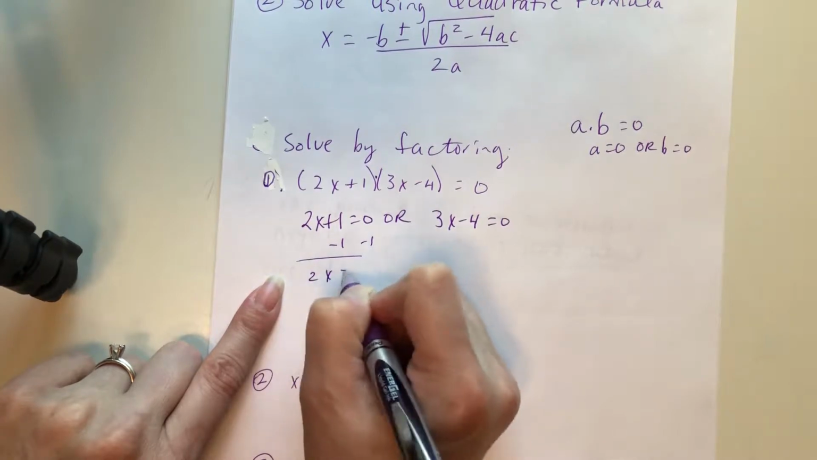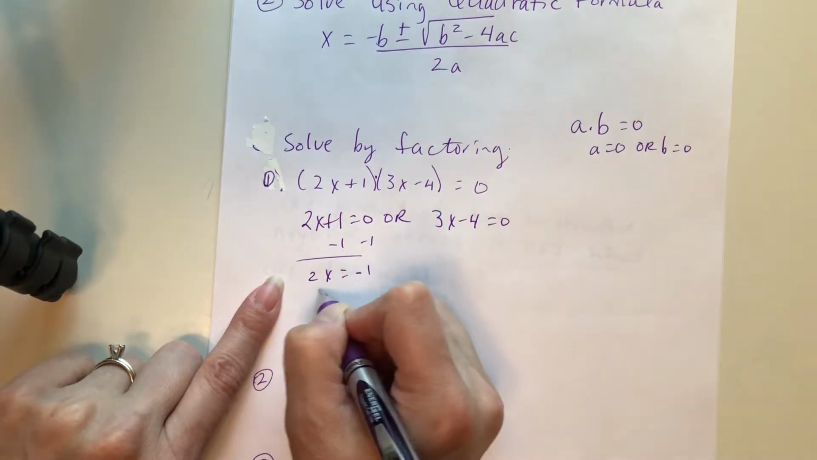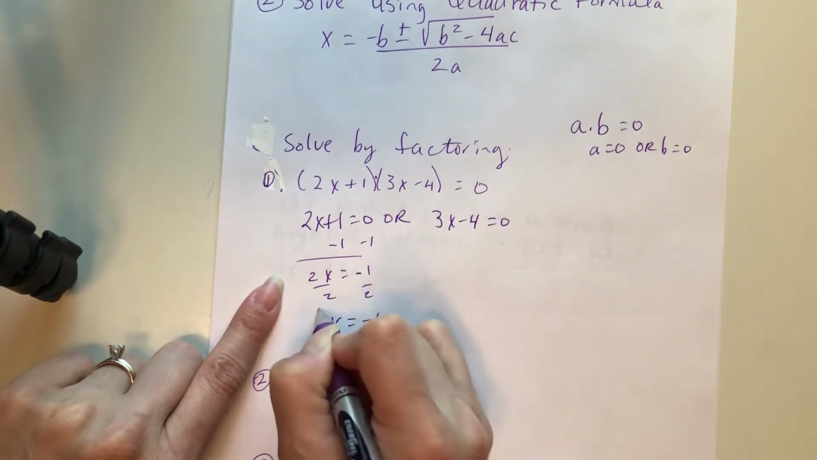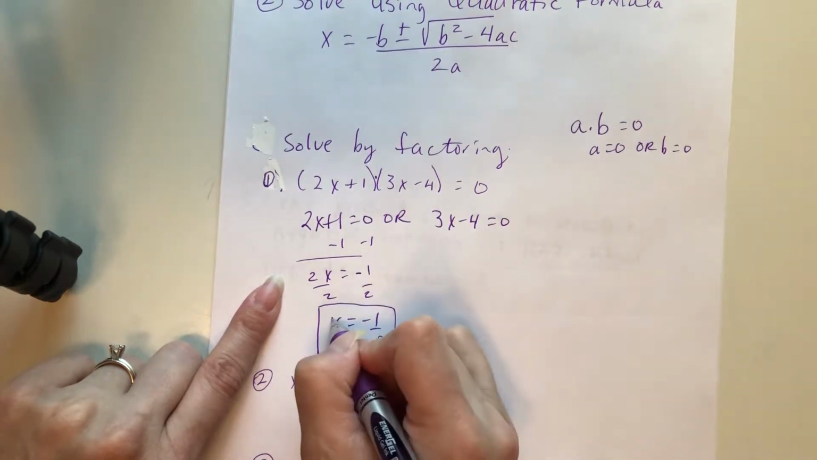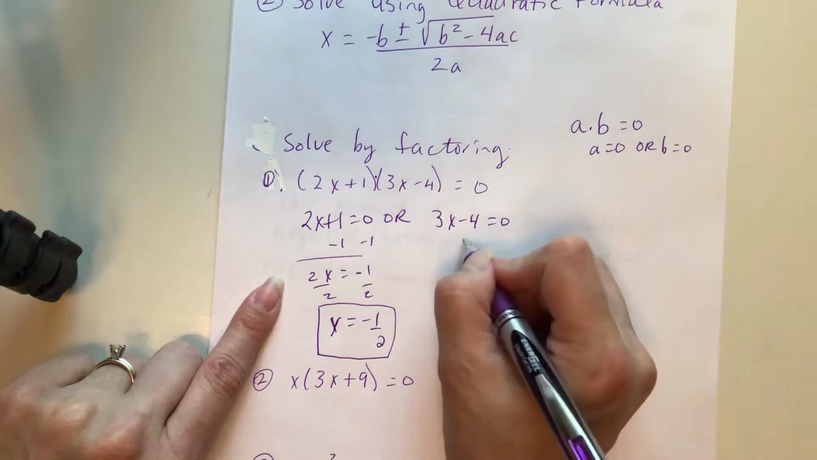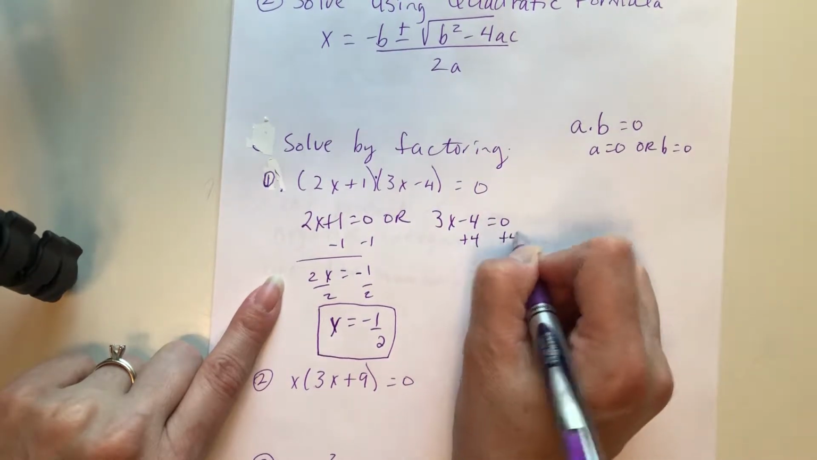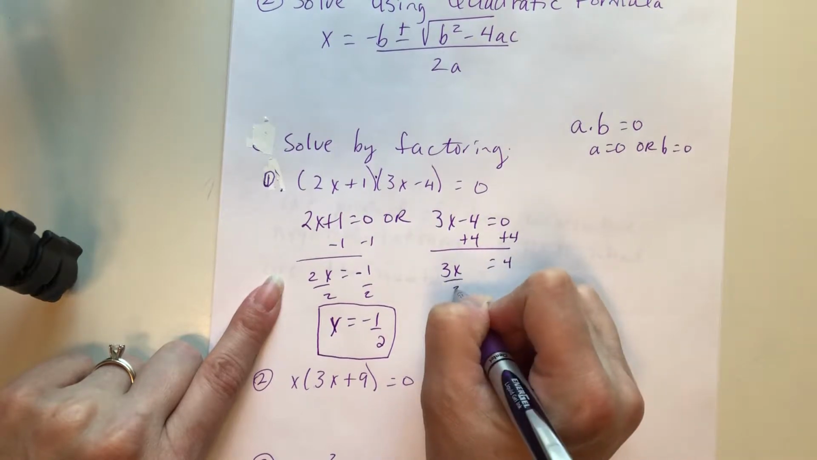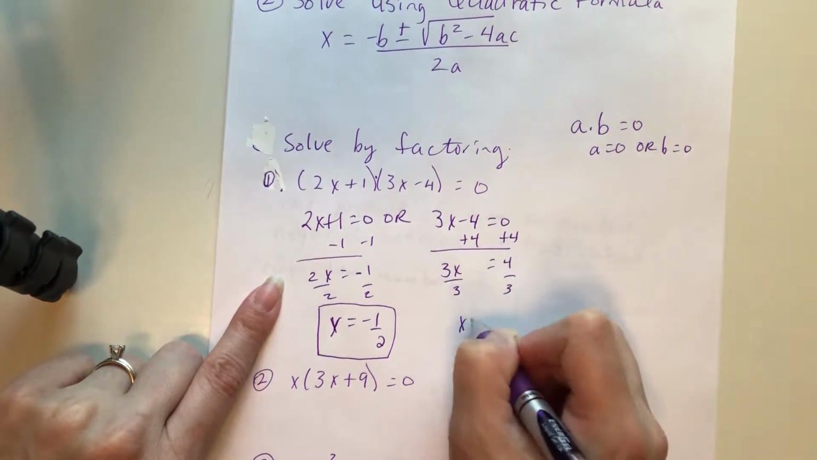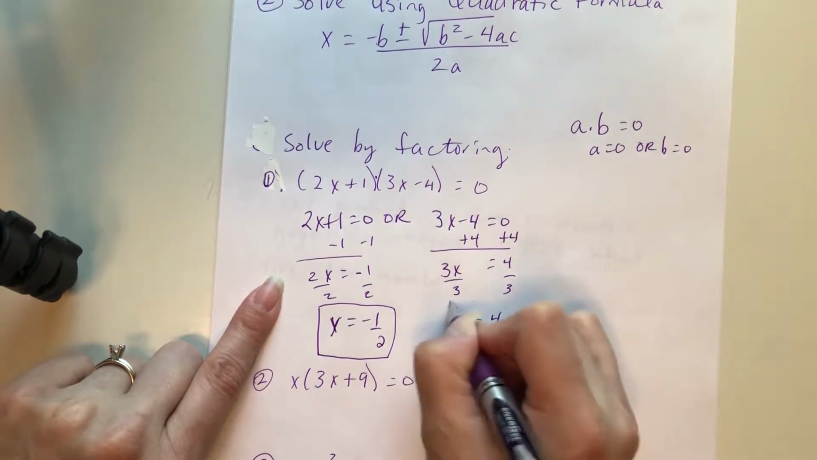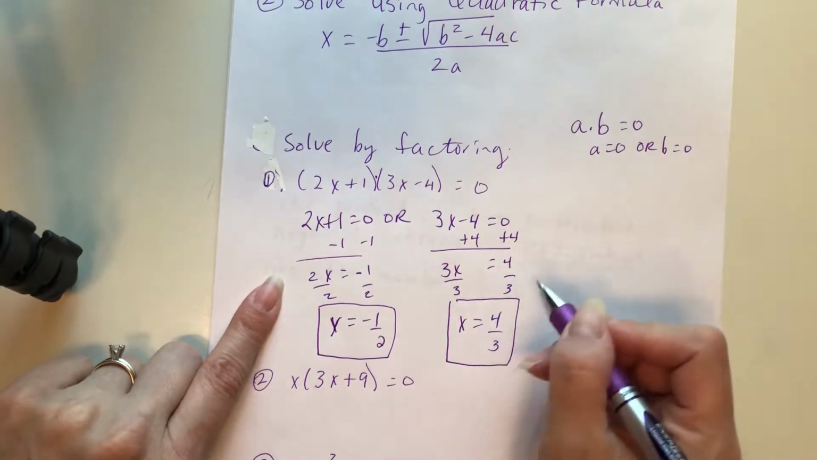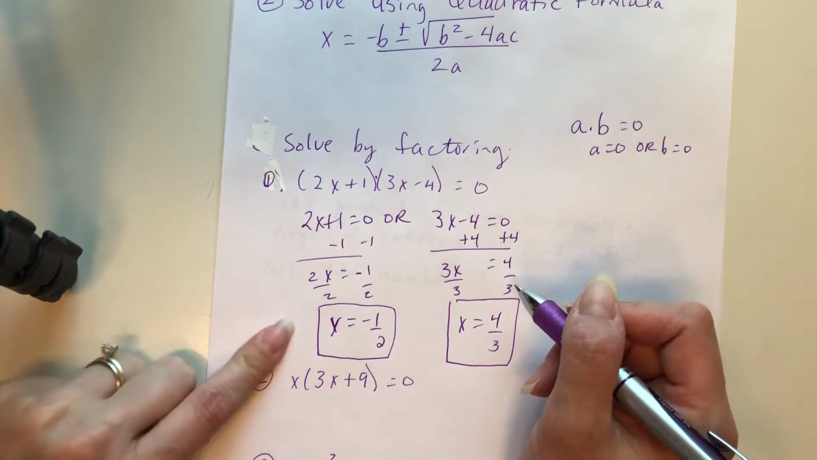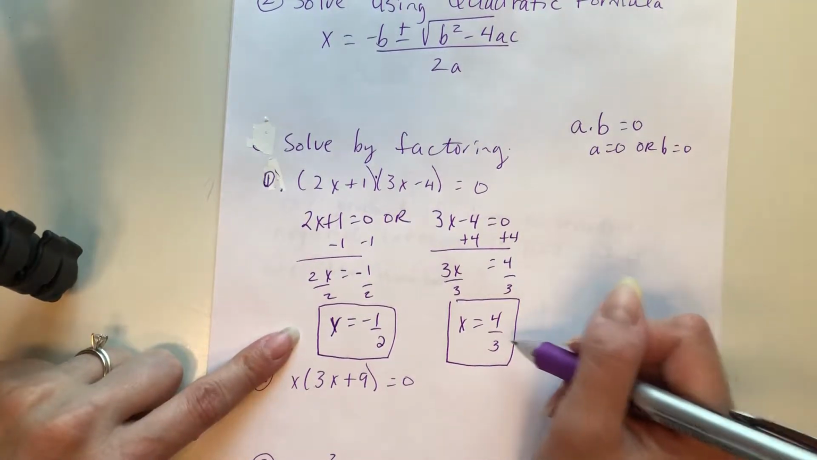So 2x = -1, divide by 2. x = -1/2 is one possible answer. And then in the second one, add 4 to both sides. So 3x = 4, divide both sides by 3. x = 4/3. And it's not unusual for you to get two answers in these types of problems. So we get x = -1/2, x = 4/3.